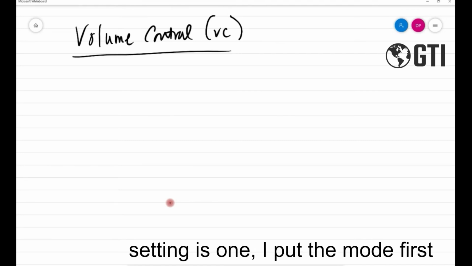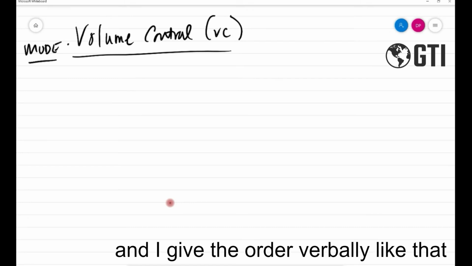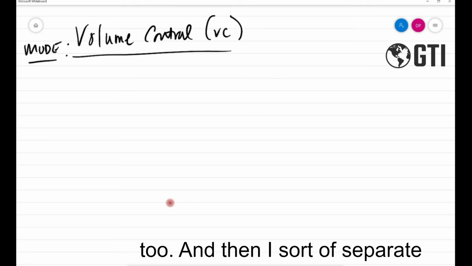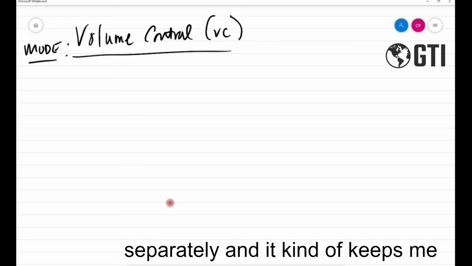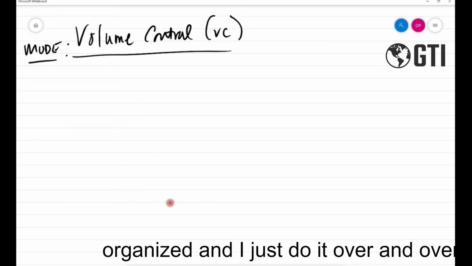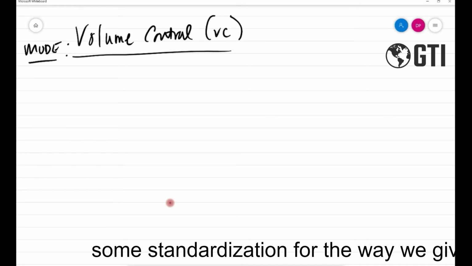Now, when I give orders, whether electronically or handwritten, for vent settings I put the mode first, and I give the order verbally like that too. And then I separate oxygenation and ventilation parameters, and it keeps me organized. I do it over and over again, and that repetitiveness provides some standardization for the way we give orders.